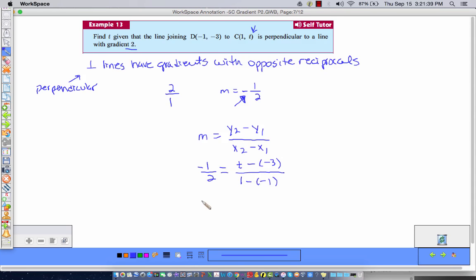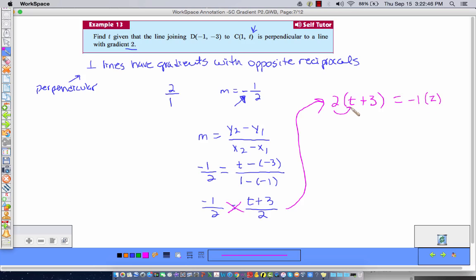And so we simplified this a bit. Negative 1/2 is equal to t minus a negative 3, which is t plus 3, over 1 minus a negative 1, which is 1 plus 1, or 2. All right, so now I'm going to cross multiply again. So I will take 2 times the quantity (t plus 3). And again, do not forget the parentheses here, because that reminds you to distribute the 2 through the parentheses, is equal to negative 1 multiplied by 2. And 2 times t is 2t, and 2 times 3 is 6. That equals negative 2.